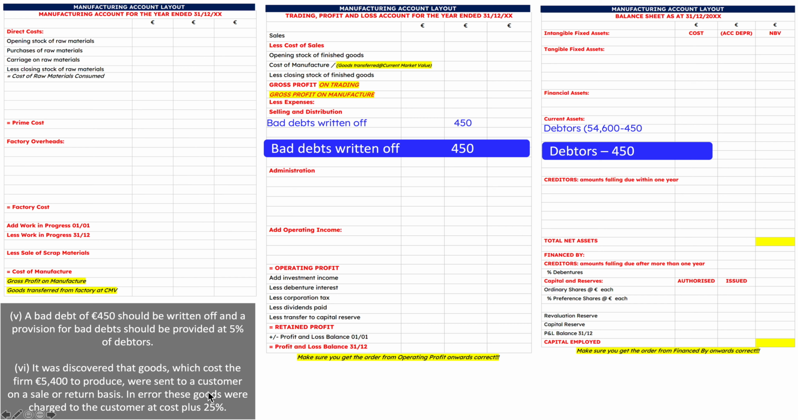And the next adjustment affected our debtors. So it was discovered that goods which cost the firm 5.4 to produce were sent to a customer on a sale or return basis. In error, they were put in as a credit sale. Okay, so they were charged to the customer at cost plus 25%. So we need to add the cost price back to the closing stock of finished goods, which is 5.4. That will also go down to the current asset. So we'll have closing stock here as per the TPL, whatever the final figure is here, we just slot that in there.